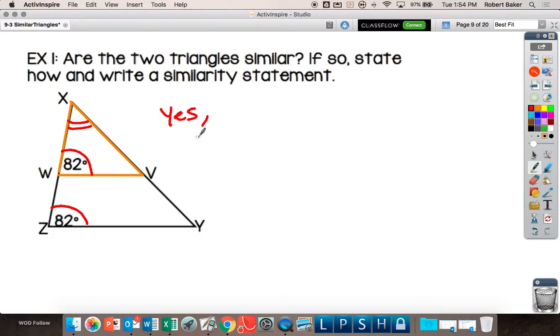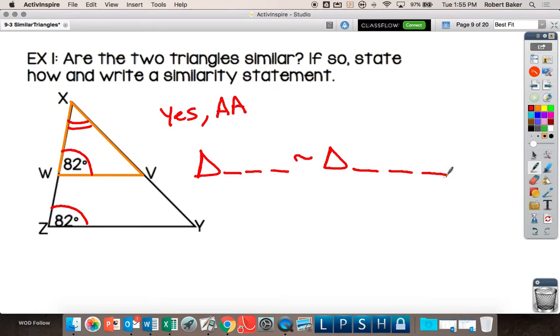What shortcut did you use? The angle shortcut. Now we have to write a similarity statement. So remember, you have to say that triangle this is similar to triangle that, and you must name your triangles in the same order. So you can name orange triangle first or black triangle first. It does not matter.